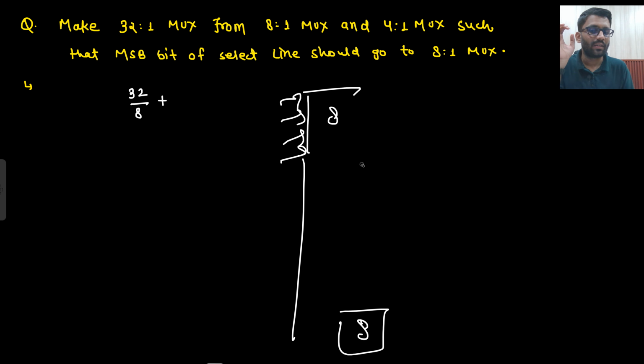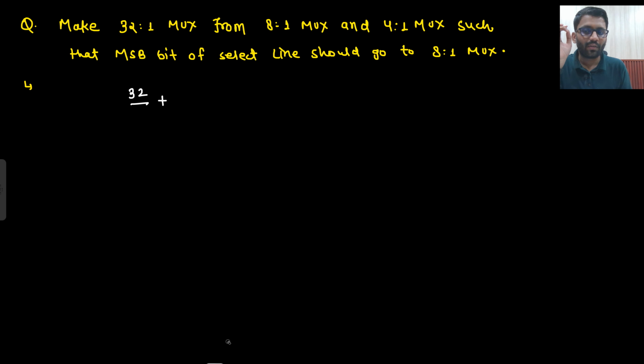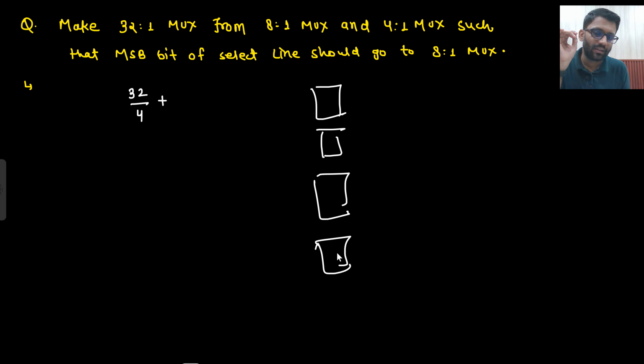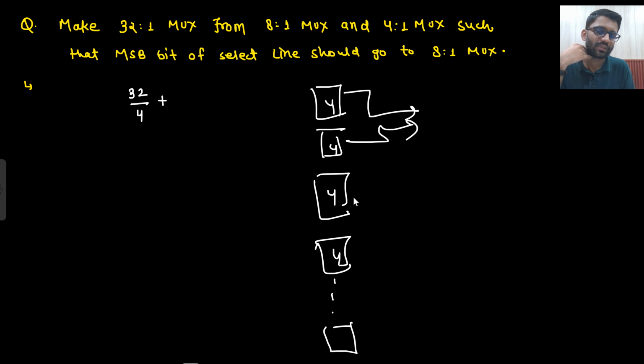So what you want? Initially there should be 4 cross 1 mux. So you will require 8 of such kind, right? If there are 8 like this, this will take 4, 4, 4, 4, 4 into 8, 32 inputs will be taken, and all will generate outputs. So how many outputs will be generated? Since they are 8, 8 outputs will be generated.